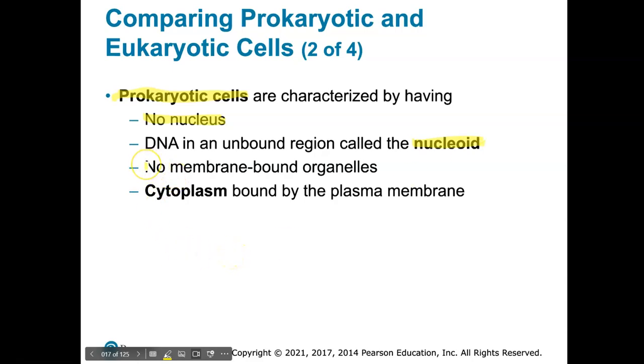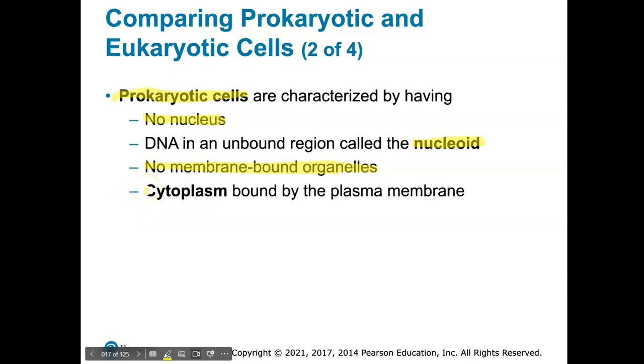Prokaryotic cells also have no membrane-bound organelles. So they have ribosomes, because ribosomes are not bound by membrane. But they're not going to have Golgi, they're not going to have endoplasmic reticulum, they're not going to have vesicles, they're not going to have mitochondria or chloroplast if they're plant cells.